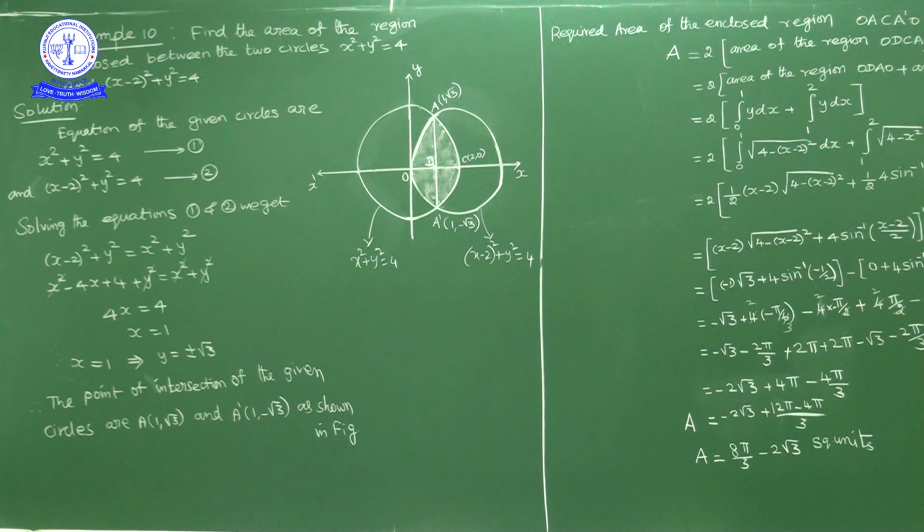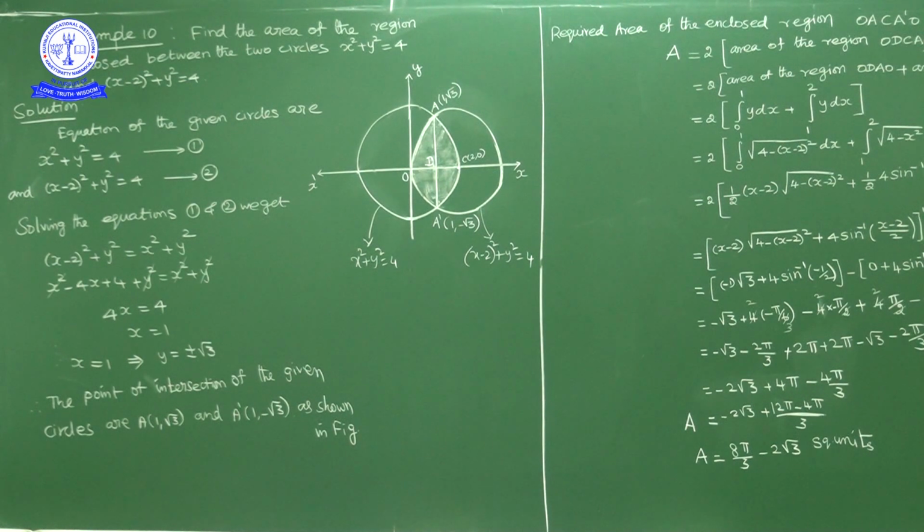First of all, two circles. x square plus y square is equal to 4 is a circle whose center is 0 0 and radius is 2 units. Another circle has center 2 0 and radius 2 units. Now these two circles are intersecting at A 1 comma root 3 and A dash 1 comma minus root 3. Now this is the shaded region area. So what is the required enclosed region? O, A, C, A dash, O. This total area we have to find.